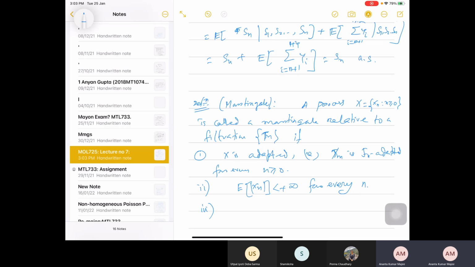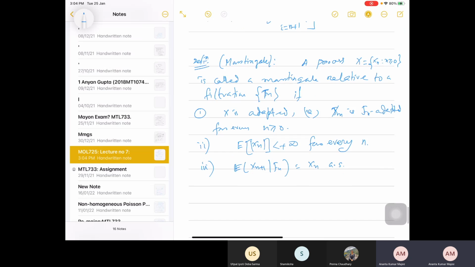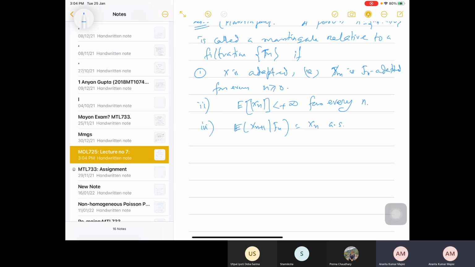And the third thing, whatever we have seen from there: the conditional expectation of X_{n+1} given F_n should be X_n almost surely. This is called a martingale. And there is also the concept called a supermartingale or a submartingale.